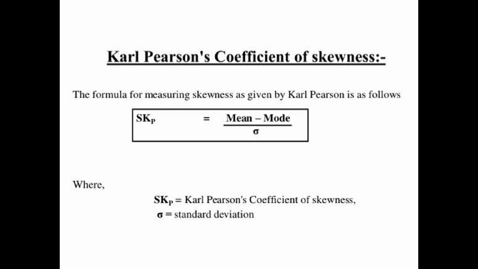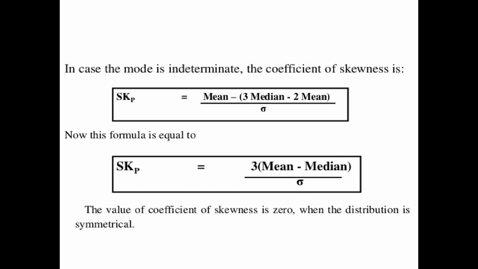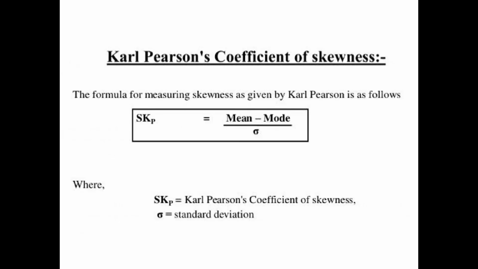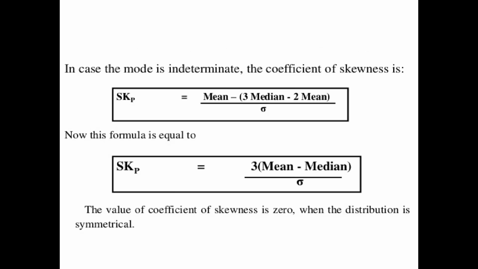And the Karl Pearson coefficient of skewness is mean minus mode divided by sigma. There are different formulas for skewness. If the mode is indeterminate, if the mode is not there, then what will you do? It is calculated as 3 times (mean minus median) divided by sigma, that is, mean minus mode, with mode replaced by 3 median minus 2 mean, divided by sigma. So this is a formula for skewness.